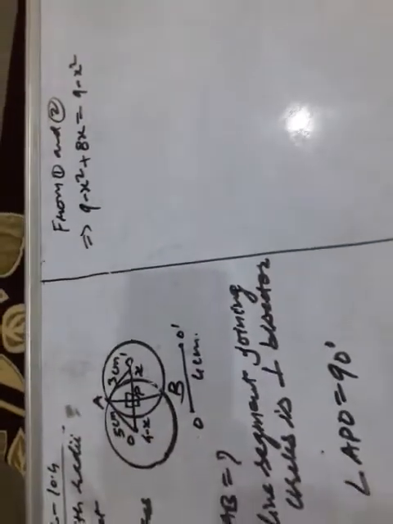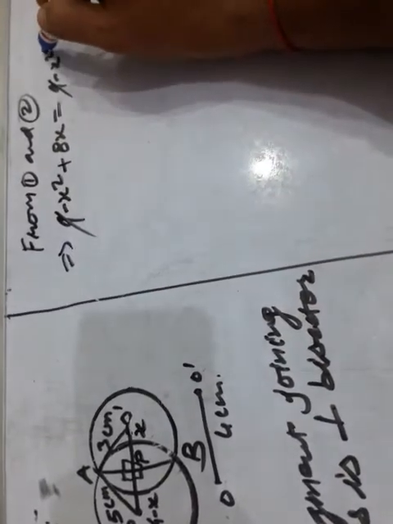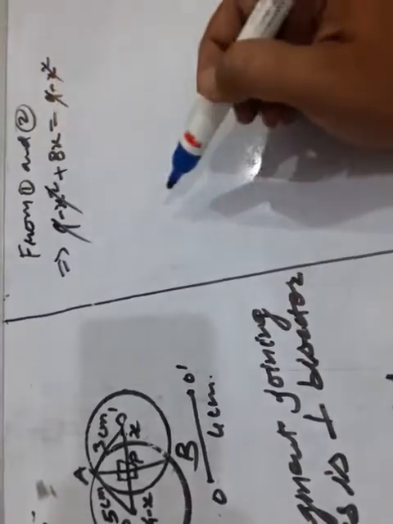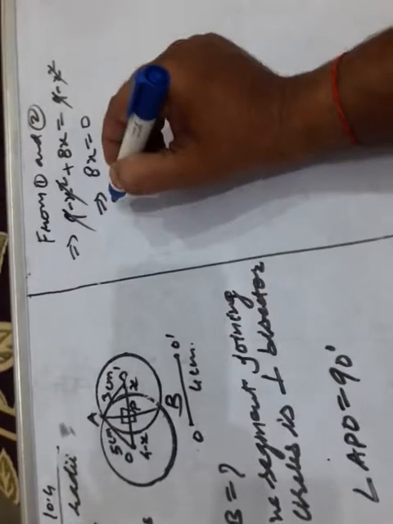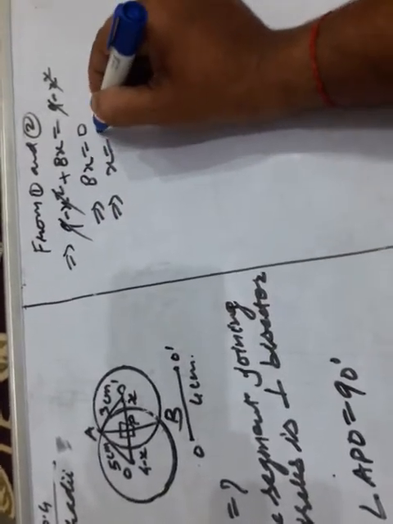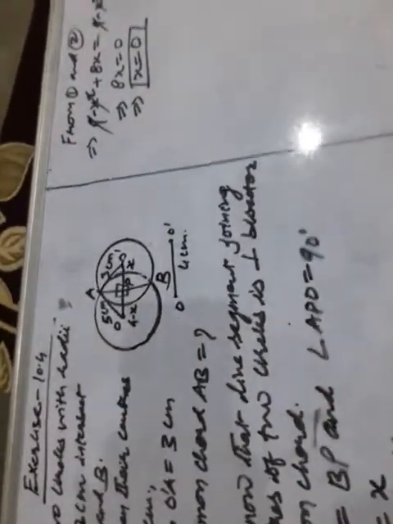Okay children, now let us see here. The 9 and 9 got cancelled from both sides. Clear? x square and x square both got cancelled. This implies that 8x equals 0, so x equals 0. We should always remember what we have to find out. Now since x equals 0, see equation 2.